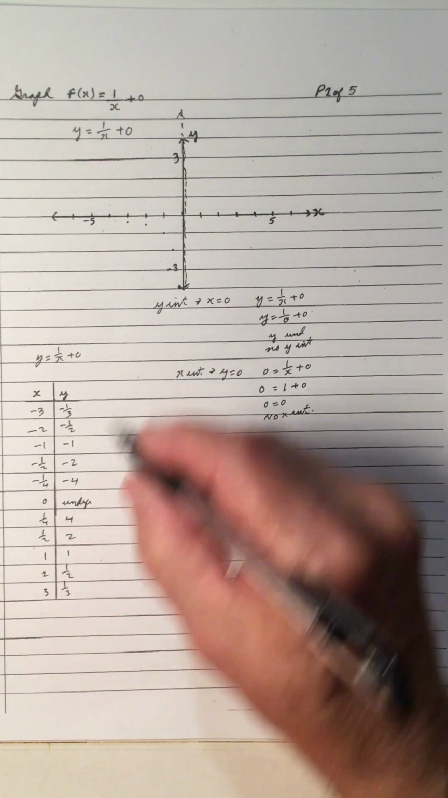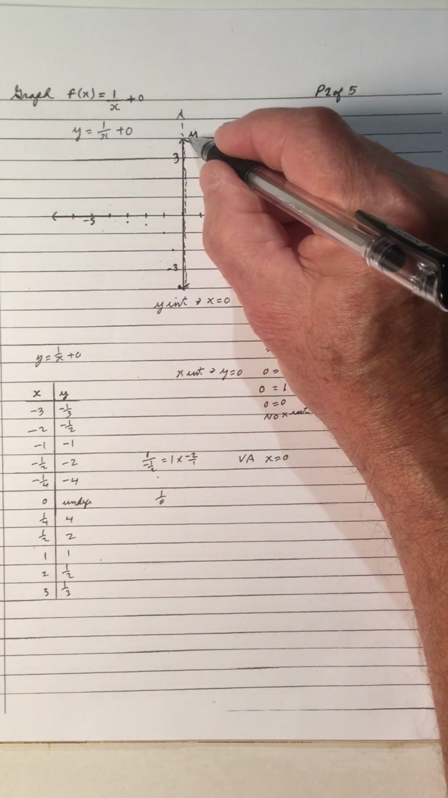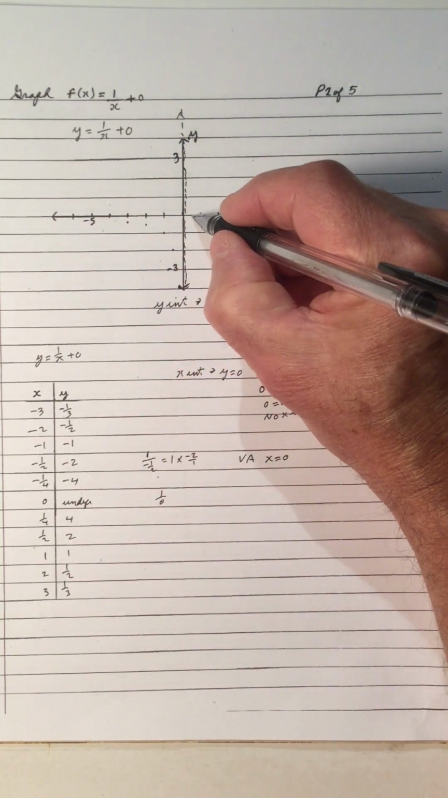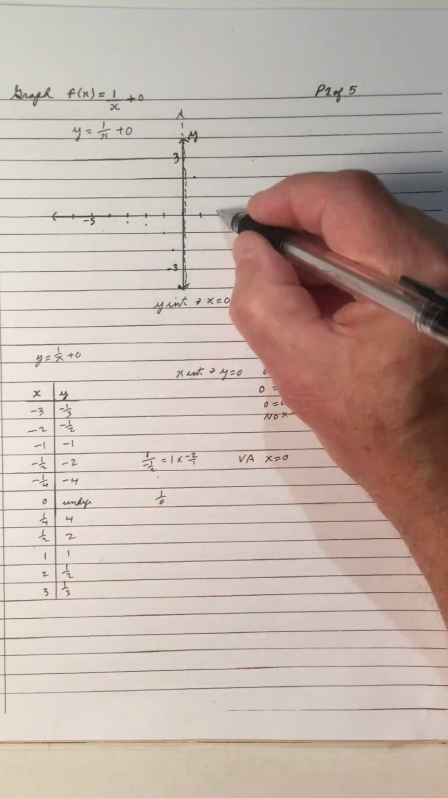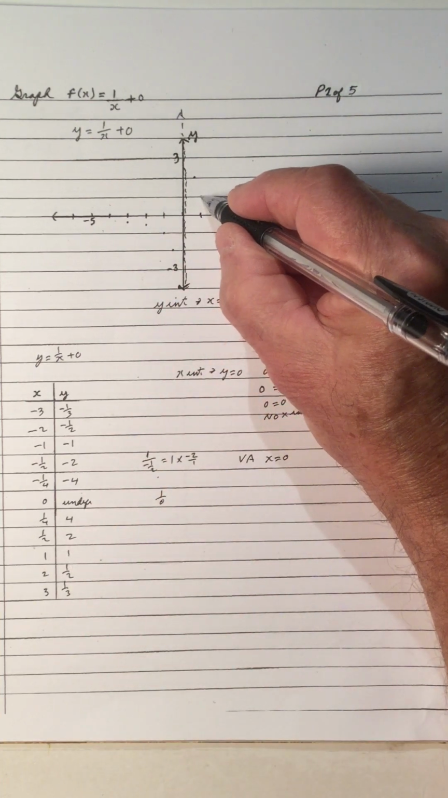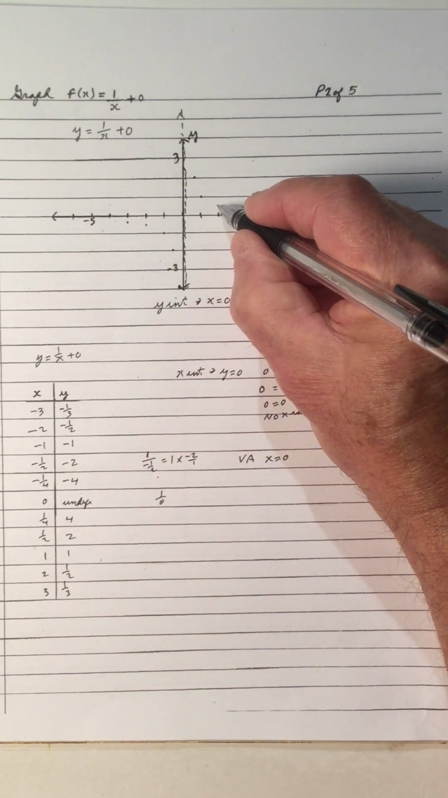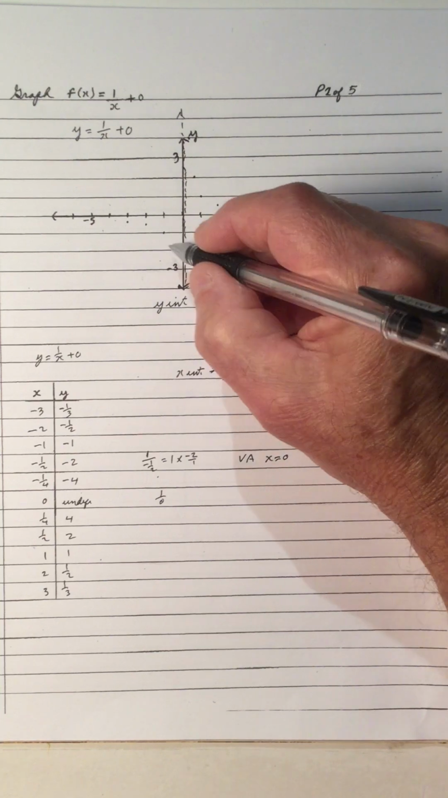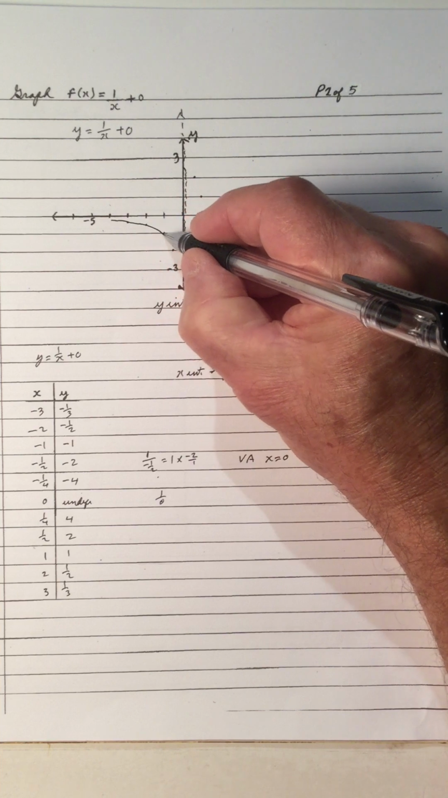Now let's look at 1/4. 1/4 is here, and we have a 4. A half gives us 2. 1 gives us 1. 2 gives us a half. 3 is right here because it's 1/3. So you notice that it's curving like this.